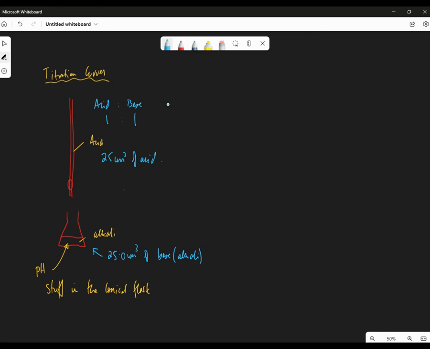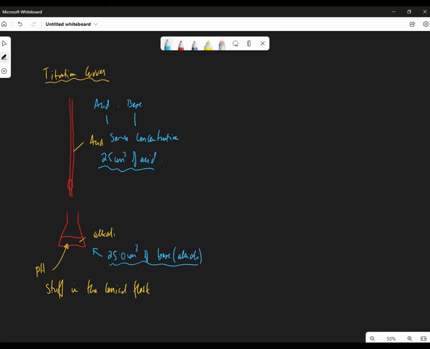By the way, this assumes something that I should have made clear. Okay, not only are they 1 to 1, they have the same concentration. Okay, so 25 of the acid will react exactly with 25 of the base. That's not always going to be the case, but let's just do the simple case. And they're going to react 1 to 1. Okay, so let's do some examples then.